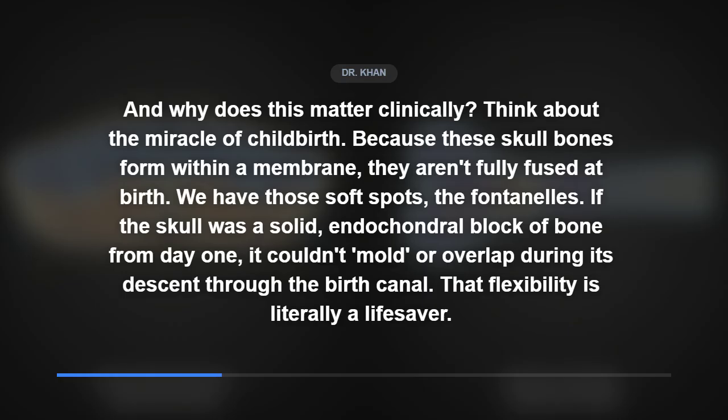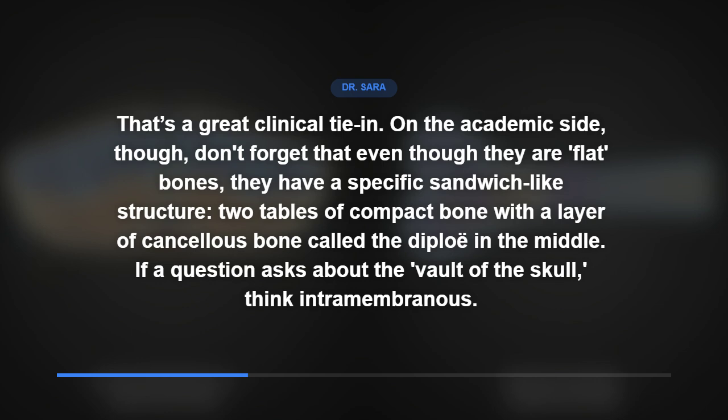Think about the miracle of childbirth. Because these skull bones form within a membrane, they aren't fully fused at birth. We have those soft spots, the fontanelles. If the skull was a solid endochondral block of bone from day one, it couldn't mold or overlap during its descent through the birth canal. That flexibility is literally a lifesaver.